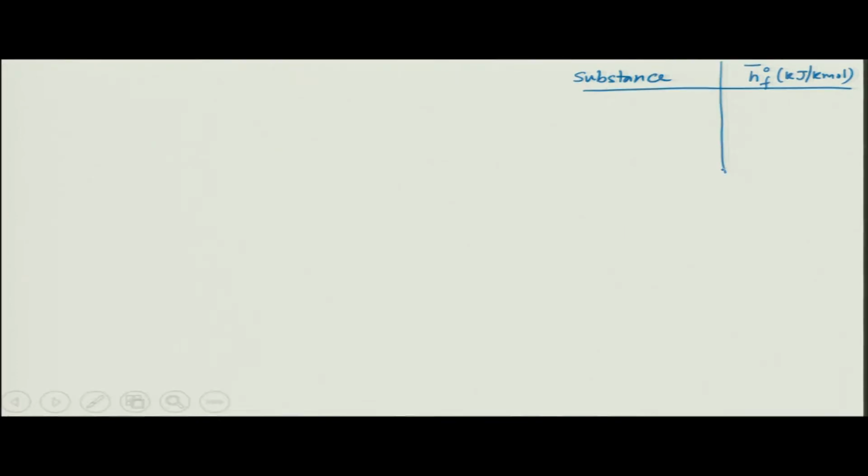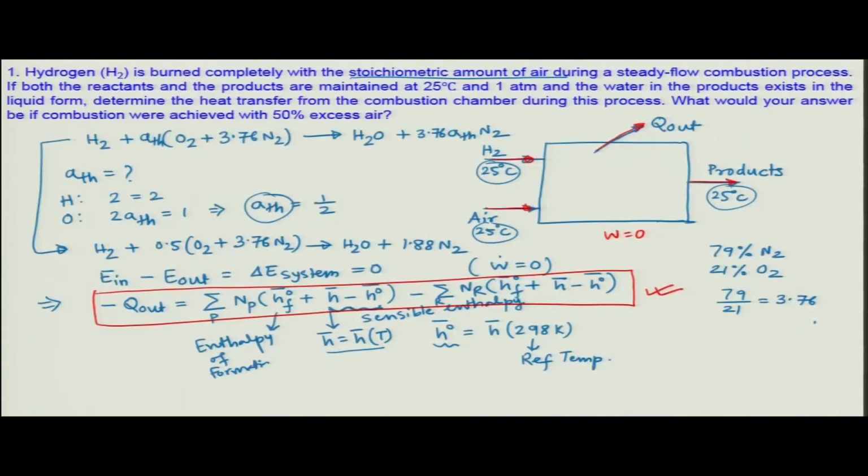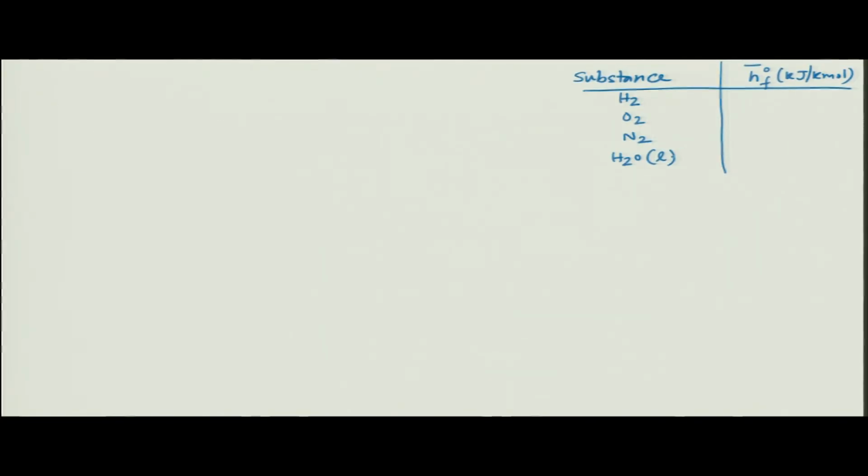So, what are the different species available in our system? H2, O2, N2, and H2O is the product, and it is coming out as liquid, okay, because it is written that the water in the product exists in the liquid form, okay. So, all the water has condensed and it is in liquid form. So, now we have to write all the enthalpies of formation. Since these are basically pure species, the enthalpy of formation of pure species is basically 0, okay, whereas for H2O the enthalpy of formation, if you look at the table, you will find it as 285,830, that is kilojoule per kilomole.